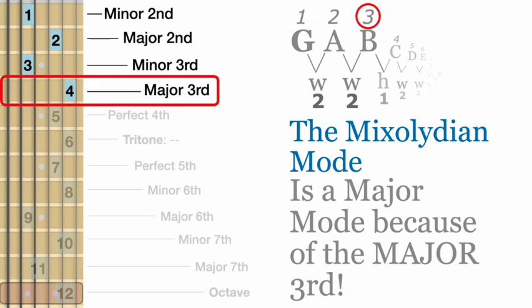Furthermore, in the first part of the video, we verified that it was indeed a major scale. And we did that by evaluating the 3rd degree of the scale, which in this case is B. And we know that we had 4 frets from the 1st to the 3rd. So we had the major 3rd. So therefore, Mixolydian is a major mode because we have a major 3rd, okay?